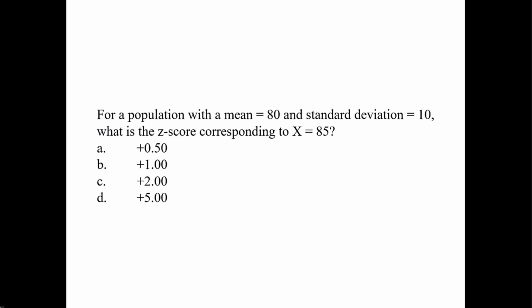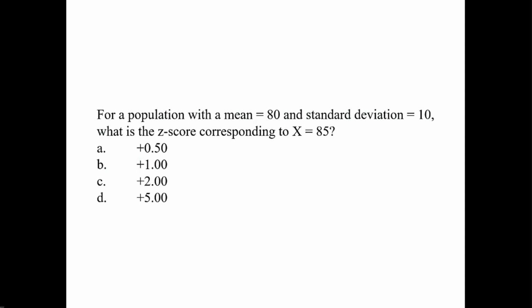All right, here's a few questions to just kind of test your knowledge. Population with a mean of 80, standard deviation of 10. What is the Z-score corresponding to X equals 85? So if somebody gets a score of 85, what's their Z-score?